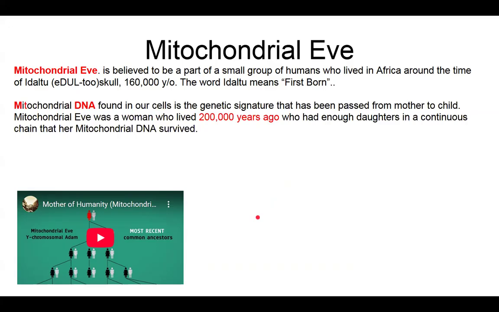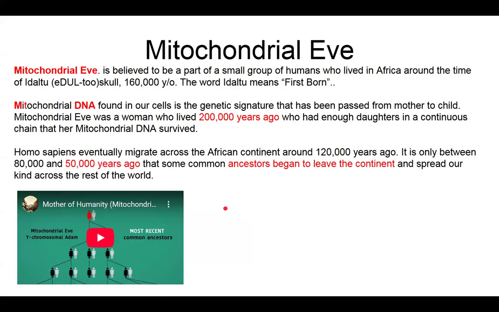So far, they've only been able to trace it back to 200,000 years ago. Later on, they may find older bones with the same mitochondrial DNA markers. So the Mitochondrial Eve was a woman who lived about 200,000 years ago, who had enough daughters in a continuous clan that her mitochondrial DNA survived. Sometimes this word is shortened to mtDNA.